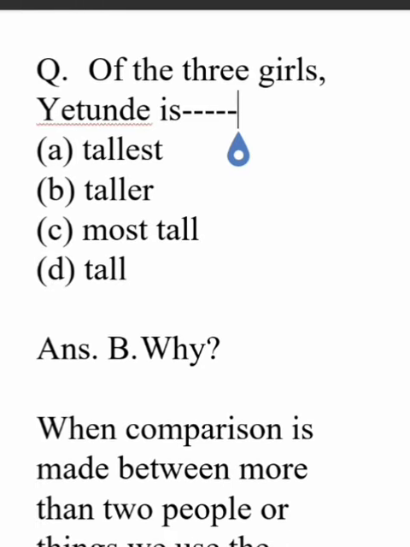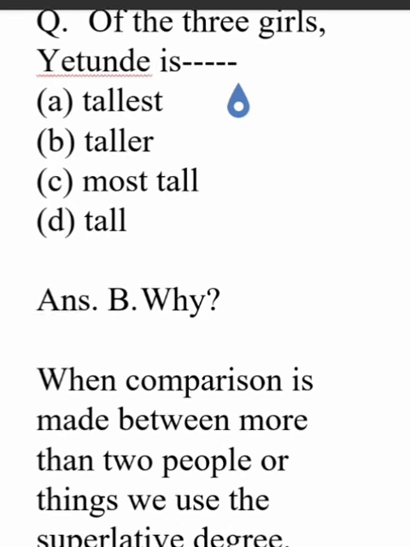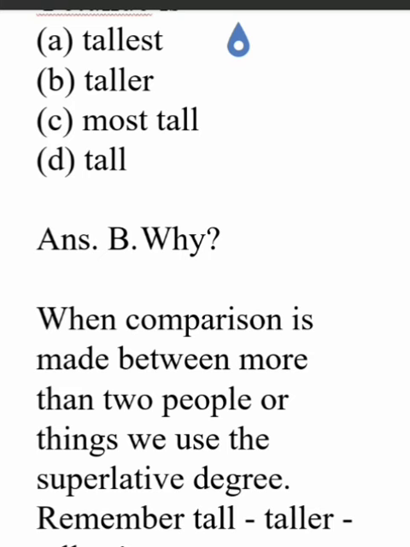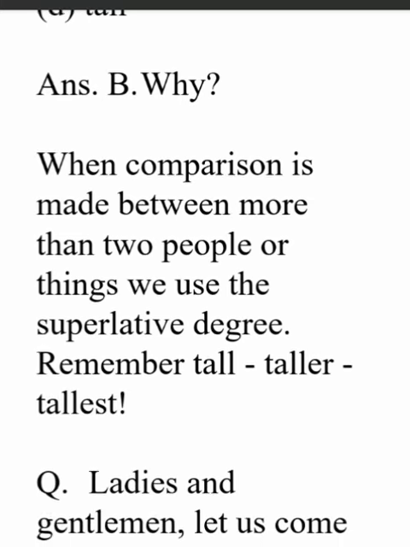Question. Of the three girls, Yatund is dash. A. Tallest. B. Taller. C. Most tall. D. Tall. Answer: A. Why? When comparison is made between more than two people or things, we use the superlative degree. Remember tall, taller, tallest.